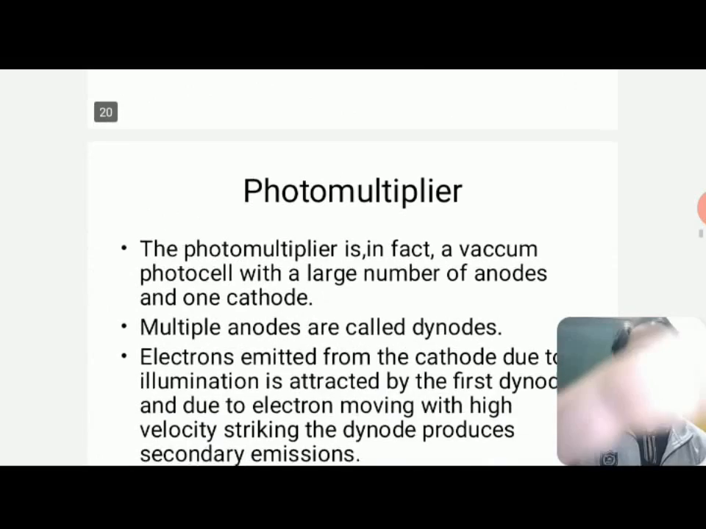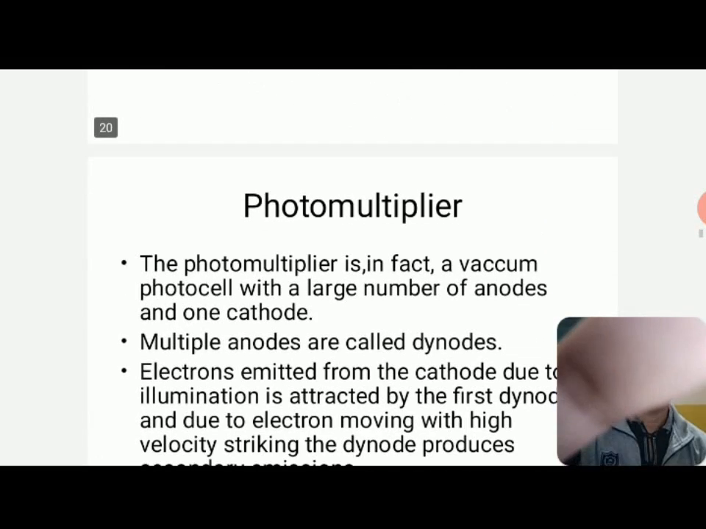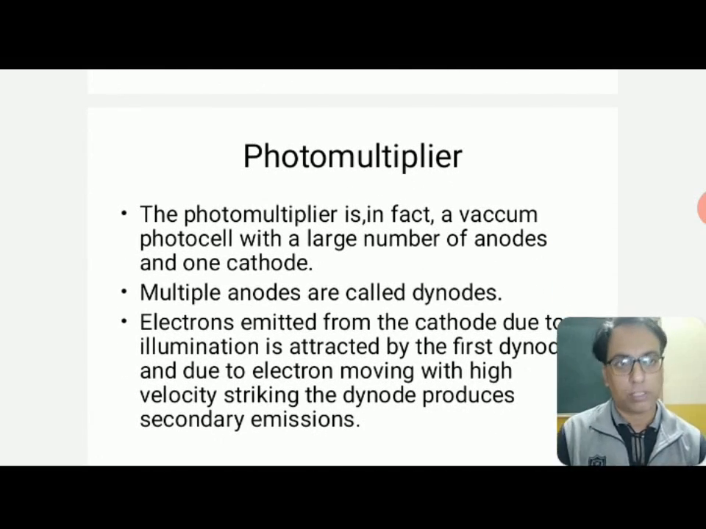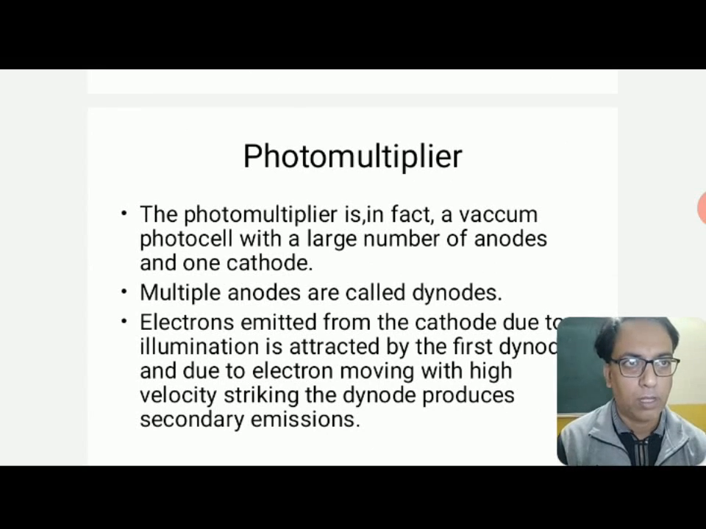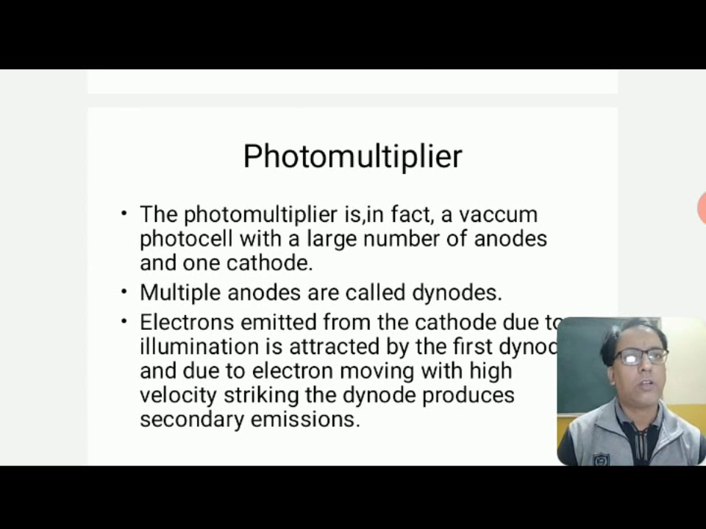Now let us move to the next transducer, the photomultiplier, which we were talking about before. The photomultiplier is in fact a vacuum photocell with a large number of anodes. There are a number of anodes and one cathode. The multiple anodes used in this photomultiplier are known as dynodes.